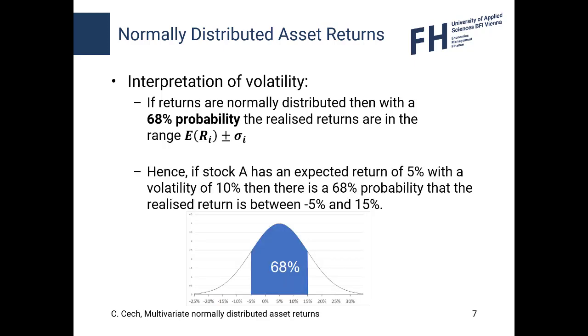So consider that we have stock A, and stock A has normally distributed returns, and the expected return is 5%, and the volatility is 10%, then with a 68% probability, the realized returns are between -5 and plus 15%. So the expected return of 5% minus the volatility of 10%, that's the -5%, that's the lower threshold, and 5% plus 10%, that's then the 15% here.